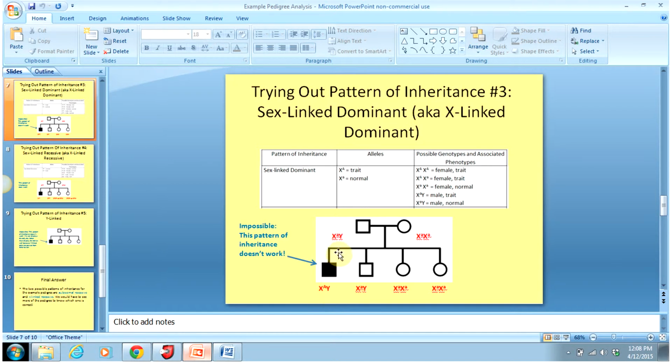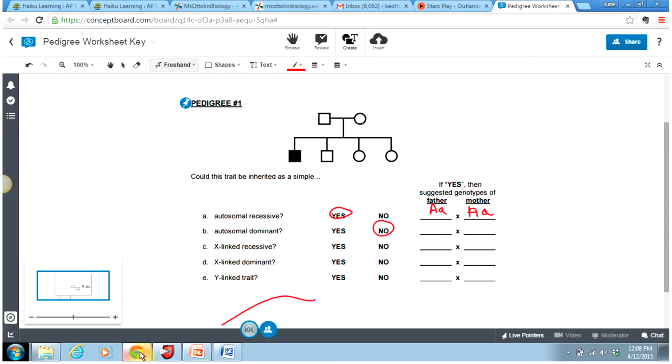The son is going to get his Y chromosome from his dad. He can't get it from his mother. That means he needs to get his X chromosome from his mom. It looks like she only has X little a, so she could not have given the X big A to her son. So this is impossible. This pattern of inheritance does not work for this pedigree. So I'm going to go back and I'm going to circle no for X-linked dominant.